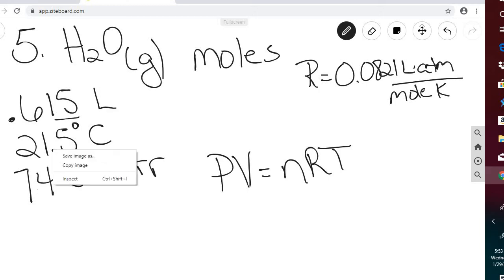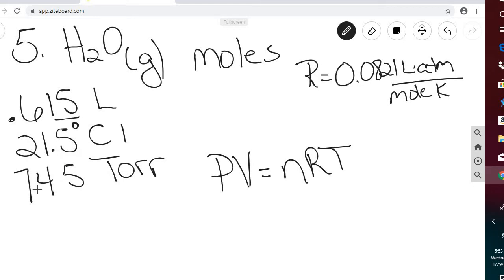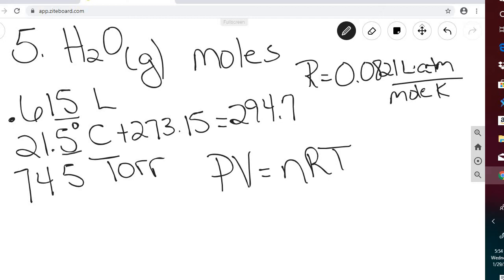Temperature needs to be in Kelvin. So the Kelvin is degrees C plus 273.15. Okay, so add that to the temperature in degrees C, and we get 294.7. And this tells us we can go out to the tenths place. Okay, we're adding and subtracting, so we don't count the number of significant figures. We look at the place value. Okay, so the temperature is okay. So we got the volume in the right unit. We have temperature in the right unit.